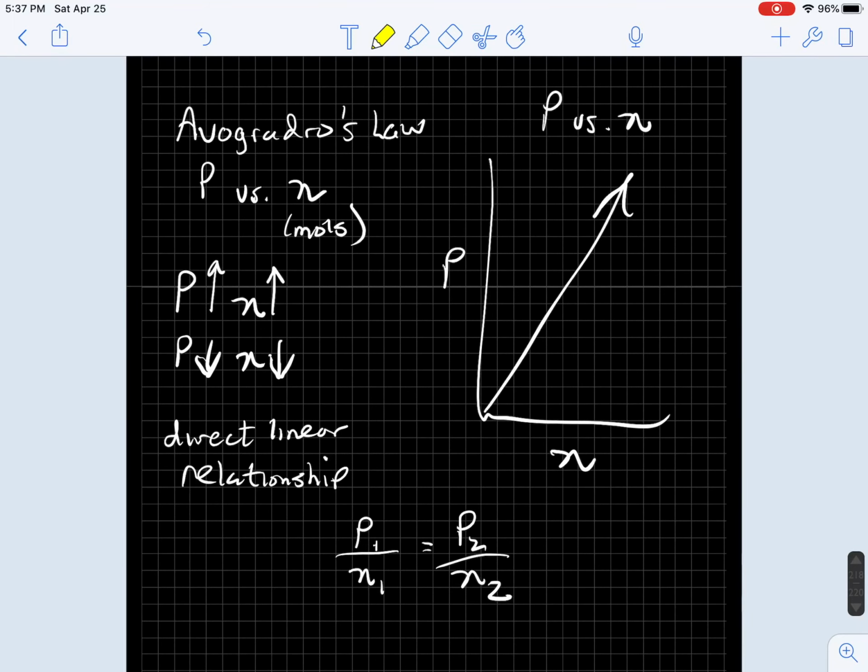Now, Avogadro is the 6.022 times 10 to the 23rd guy for the moles. He didn't actually come up with the number. It was named in honor of him because of his work with gases.